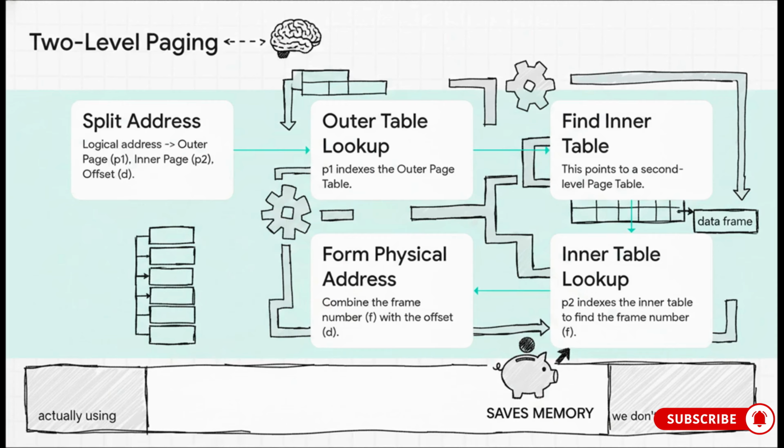Now, why on earth would we do this? It sounds way more complicated. But here's the brilliant part. We only need to create those second-level page tables for the parts of memory the program is actually using. If a program only uses a little bit of memory at the beginning and a little bit at the end, we don't need to create or store any of the page tables for that huge empty space in the middle. This one trick saves a phenomenal amount of memory.